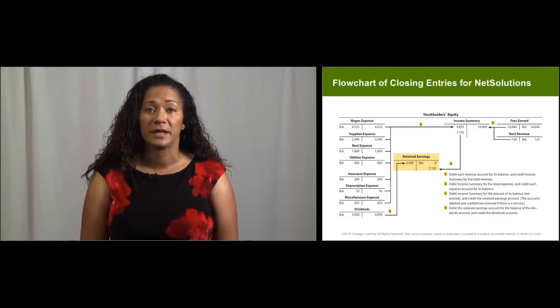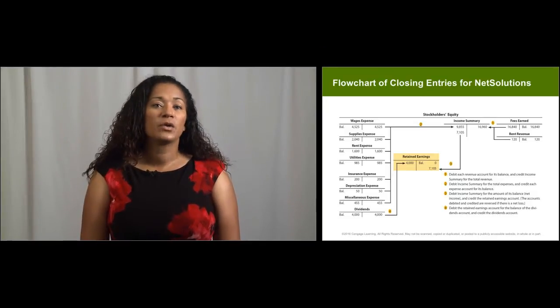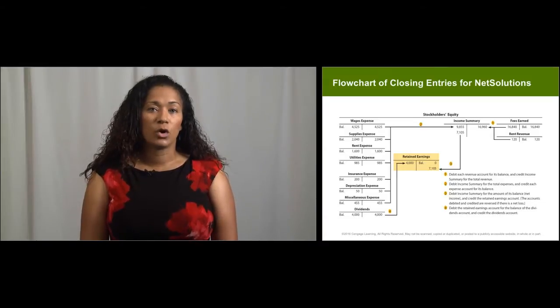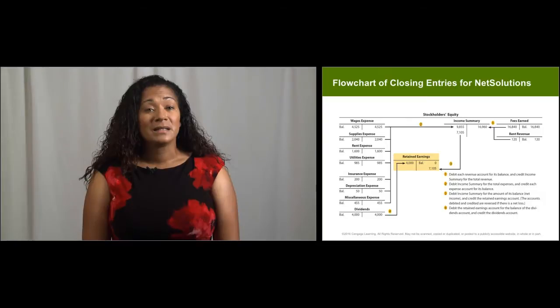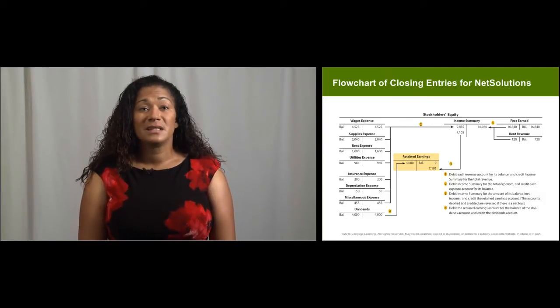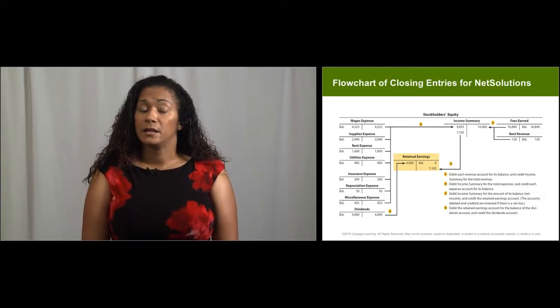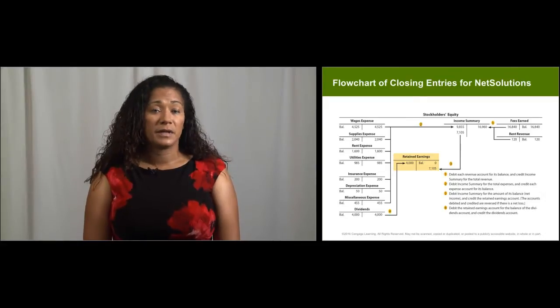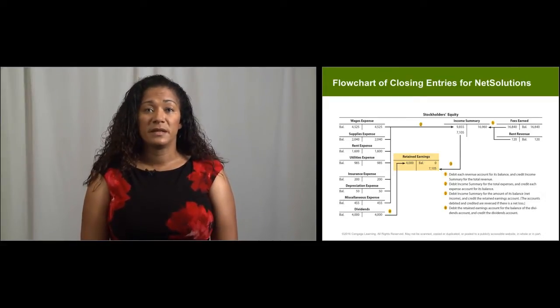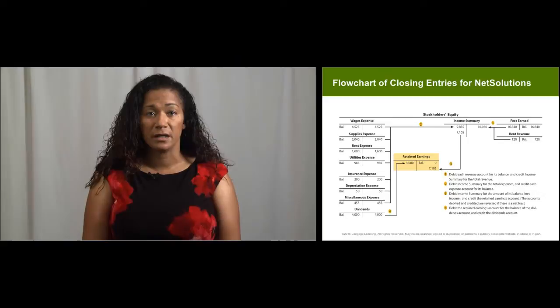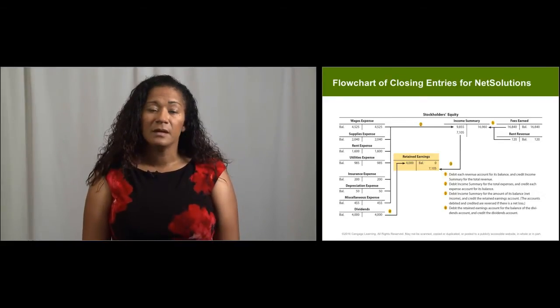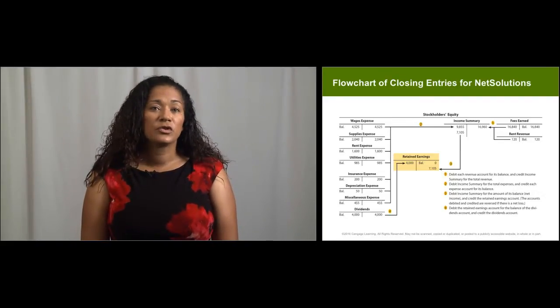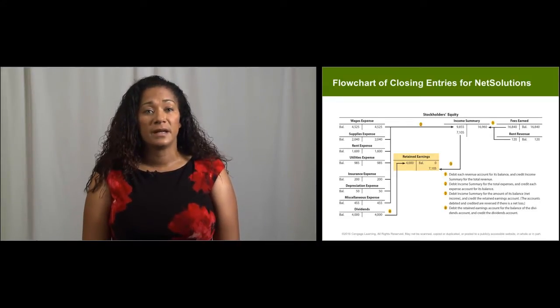After all revenues and expenses are closed and transferred to income summary, there will be a balance in the income summary account. This balance is actually the net income or net loss for the company because the revenues and expenses have both been transferred to income summary. The third step is to close or transfer the balance in the income summary account to the retained earnings account.